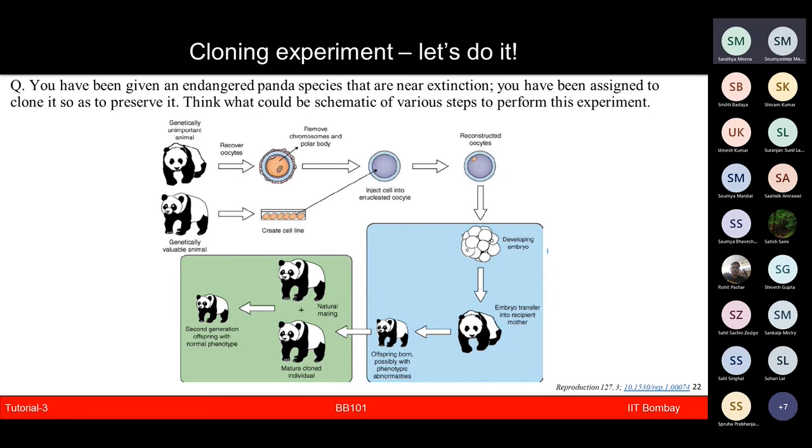So here you recover the oocytes, and from there you take out the chromosome and inject it into an enucleated oocyte, like you said, and then you develop the embryo. The embryo is transferred into a recipient mother, which is surrogacy, and then you naturally mate the cloned individual, and in the second generation of offspring the normal phenotype can be seen.